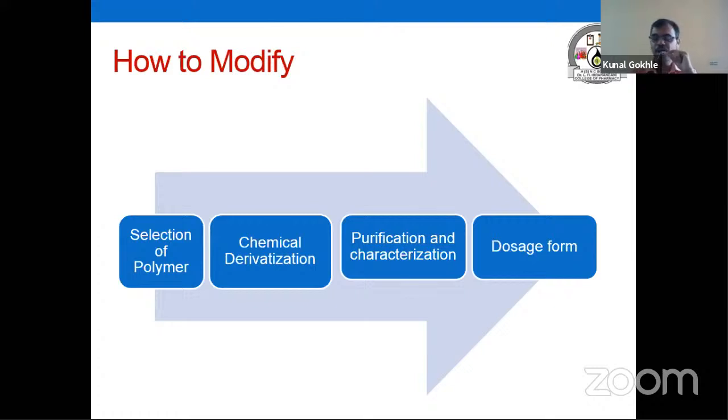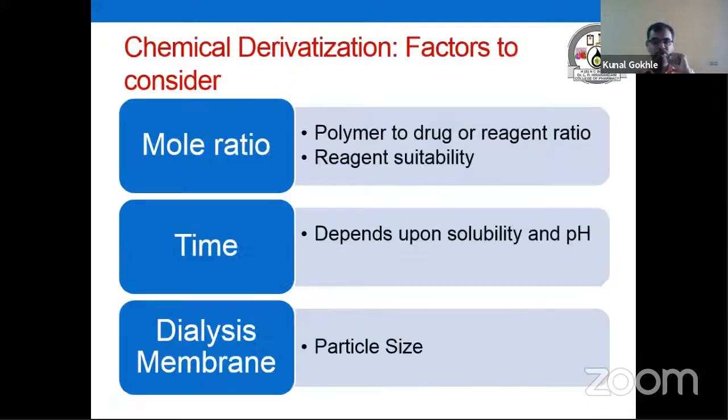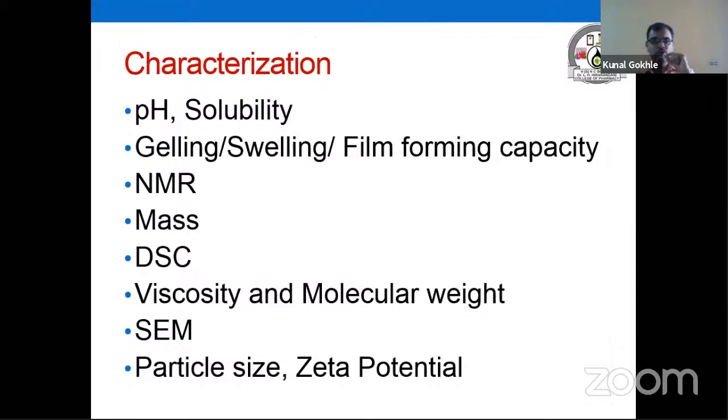And after you have the polymer in your hand, you have to go for a dosage form that you are focusing upon. You have to use all those quality control tests that are required for development of one particular dosage form using that particular natural polymer. So here I have completed the synthesis of the modified polymer and its characterization, purification and optimization. I think I have completed the molar ratio, time and dialysis membrane aspects of the chemical derivatization that we have to consider. I have also completed the characterization of the polymer.